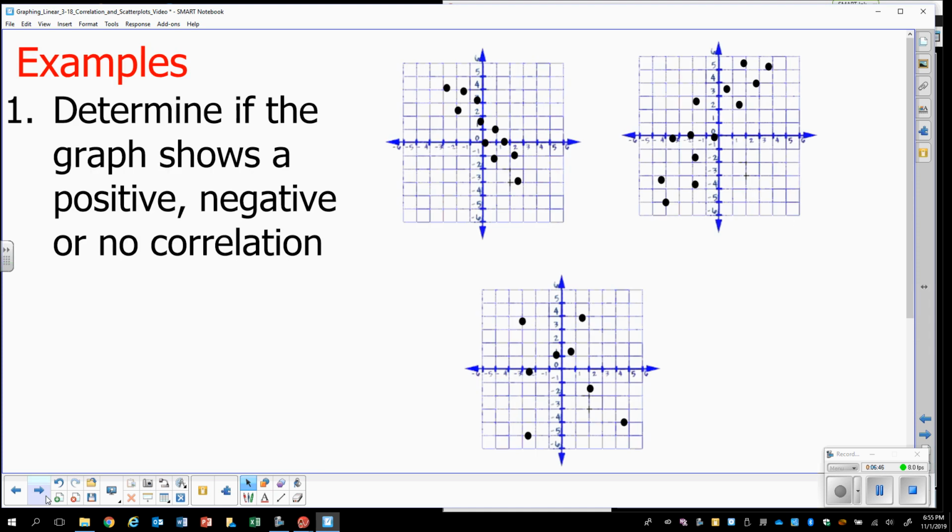Okay, let's look at a couple of examples real quick. So we want to determine if the graph shows a positive, negative, or no correlation. Our first graph here happens to show a negative correlation. Those points are going down. As the x increases, the y is decreasing. We look at the second one, and it's a positive correlation. Again, as x increases, y also increases. We look at this last one. This last one has no correlation because we cannot tell if it's going up, we cannot tell if it's going down. It's just kind of all over the place.